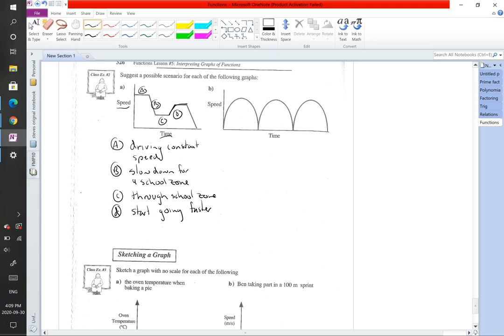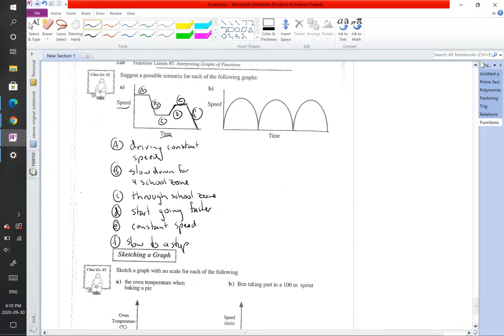And then E, constant speed. And then finally F, slow down as we get home. Slow to a stop. So in that case, I broke it down into line segments. There are other ways to do this.